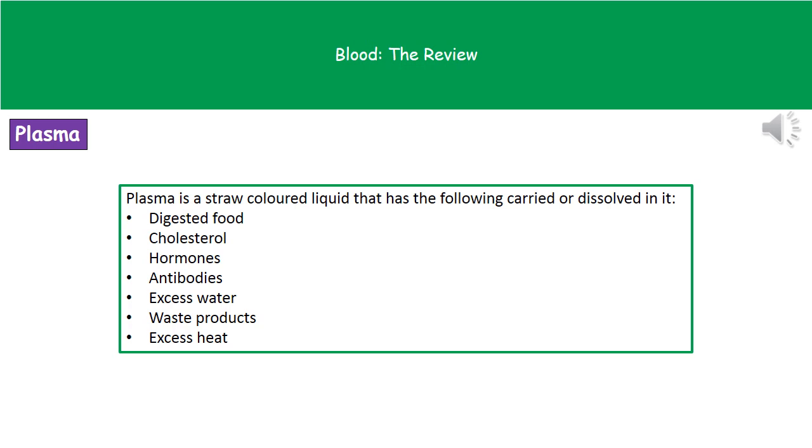The last component we need to make ourselves aware of is the plasma. Now plasma is a straw-coloured liquid that's got all of the other things carried in it. In addition to those cells we've looked at, it's got other things that are carried or dissolved in it as well. And those include things like the cholesterol, hormones, any excess water, waste products, any digested foods, and any excess heat as well. So the plasma is important because it allows us to carry a variety of other chemicals around the body as well.